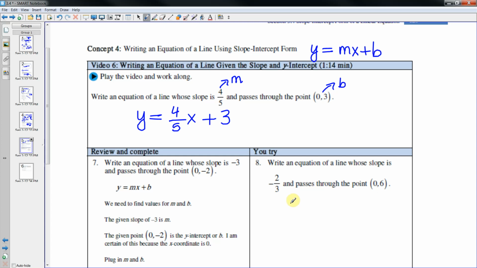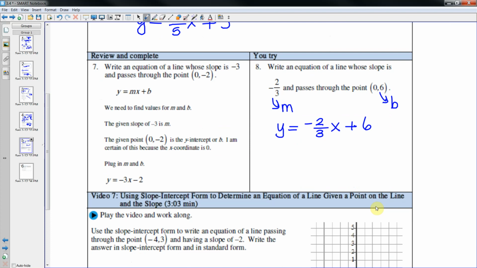Okay, in this next example, if I have the slope is negative 2/3 and the point is 0, 6, so negative 2/3 is my m, the 6 is my b, so y equals negative 2/3 x plus 6. And it's as easy as that.